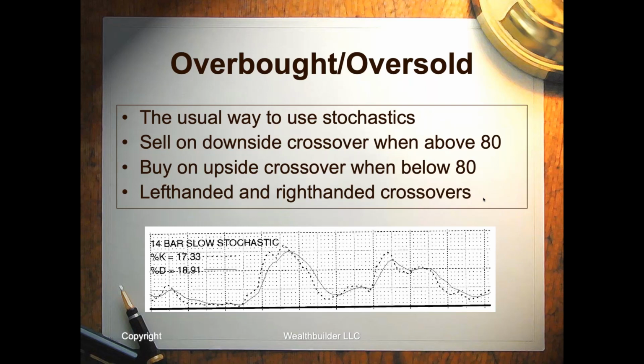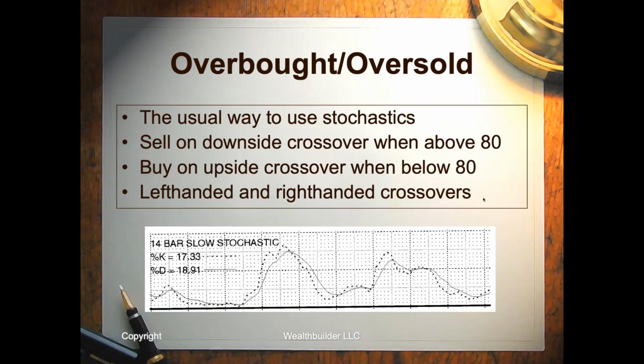Because really the stochastic just measures where in the bar the market's closing. So if it's closing in the top half of the bar, well, that's bullish. And if it closes in the bottom half of the bar over the last 14 days, that's probably bearish. So we'll come back to that in a minute. I'll show you a technique on how to make money with stochastics that nobody uses.